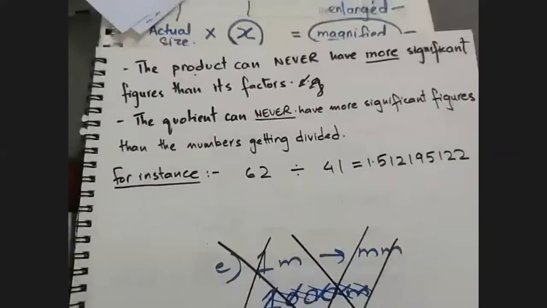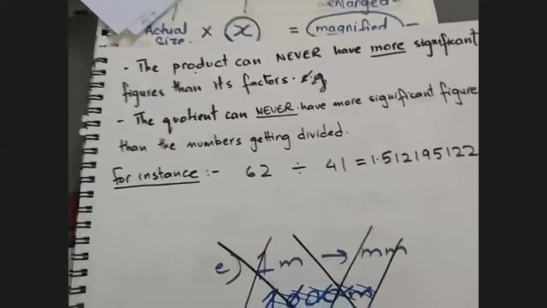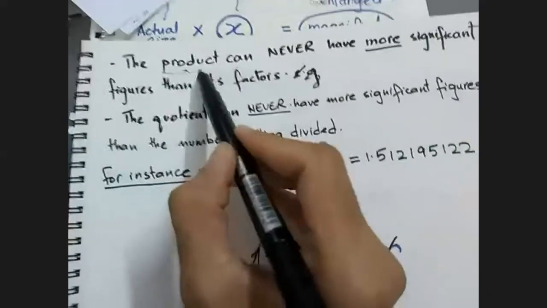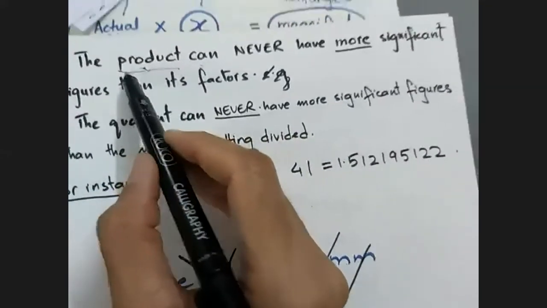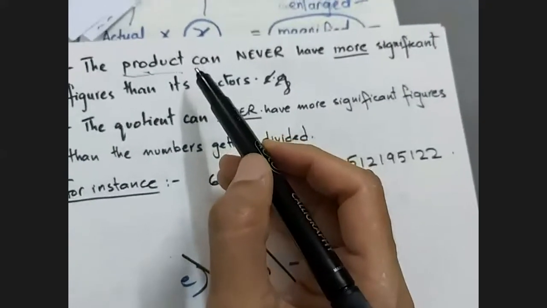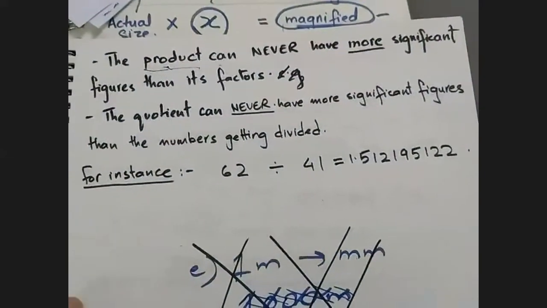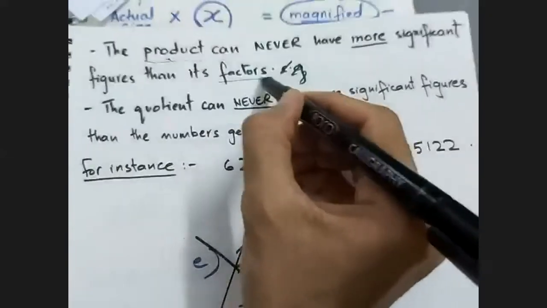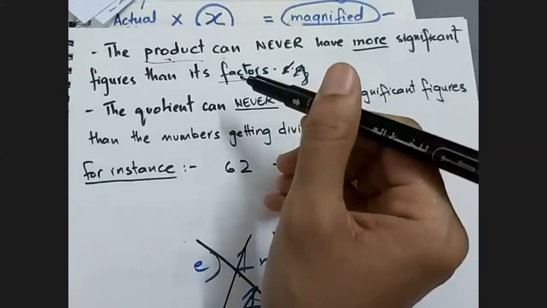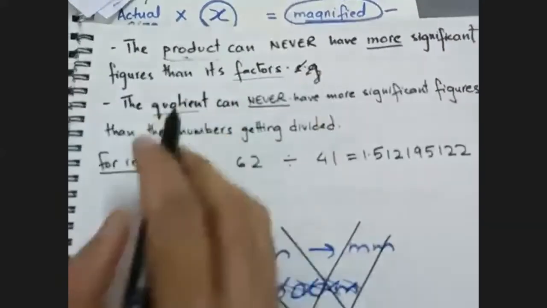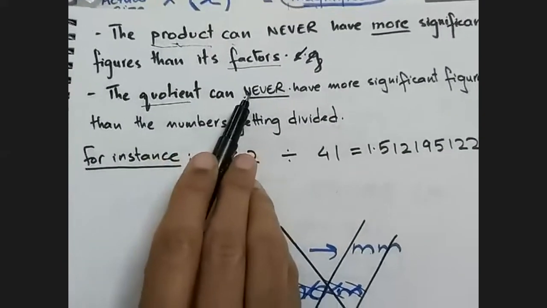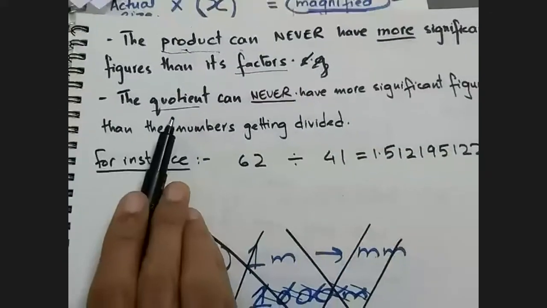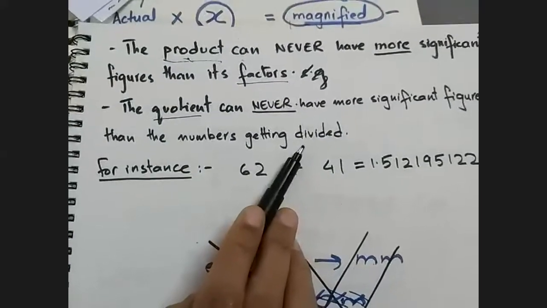Okay, sorry about that. So the product is the answer to multiplication that can never be more significant than the factors. Factors meaning the numbers that are being used for multiplication, okay? And quotient is the answer to a division problem, that can also never be more significant than the numbers that you're using for division.